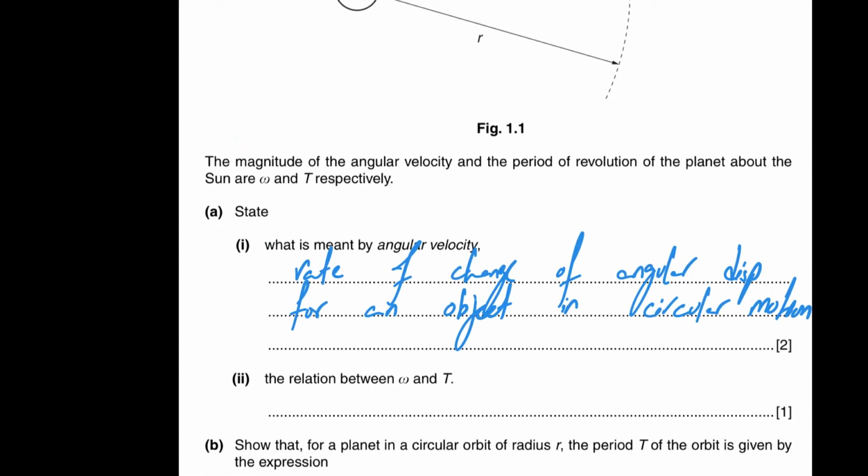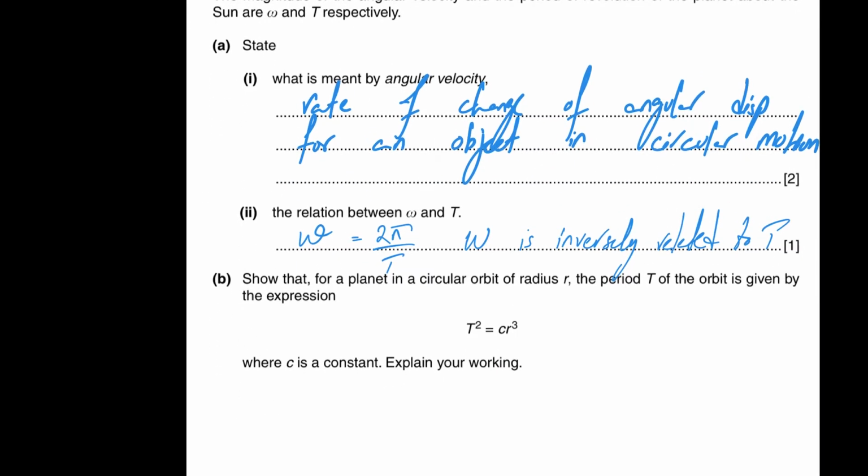What's the relationship between omega and T? We know that omega is equal to 2 pi upon T, or omega is inversely related to T. We can also write the relationship as omega is inversely related to the time period.